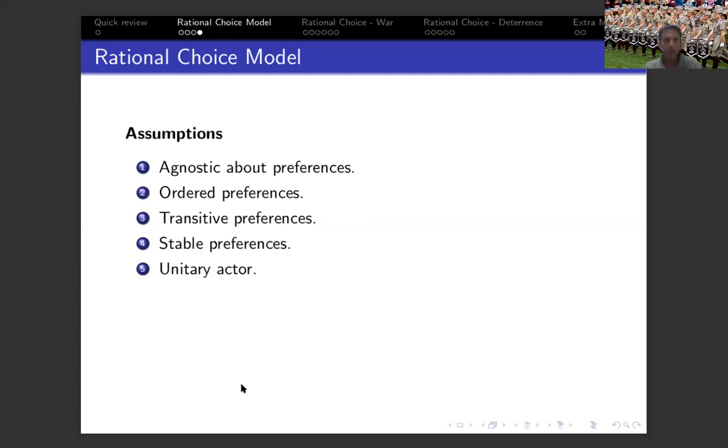The last assumption in this case is the unitary actor assumption, which I talked about already when I talked about the realist and the material theories. Every actor is viewed as a single entity, whether it is a state, an organization such as a societal group, a rebel group, or a terror group. Any kind of internal dynamic, internal composition, or internal conflicts do not matter in the way that we view the choices made by those groups or those actors.